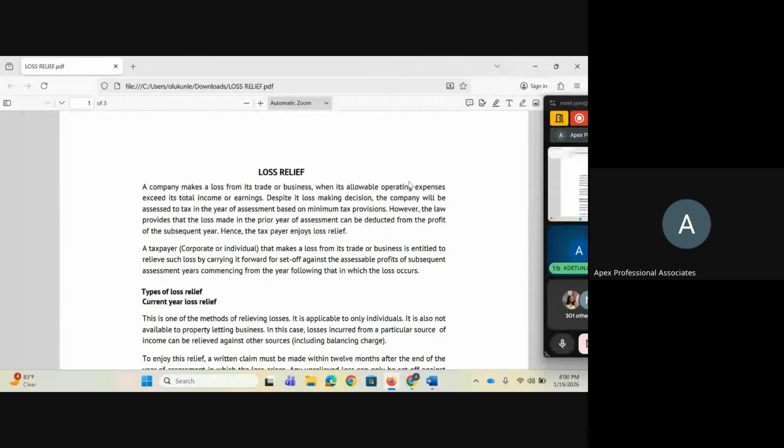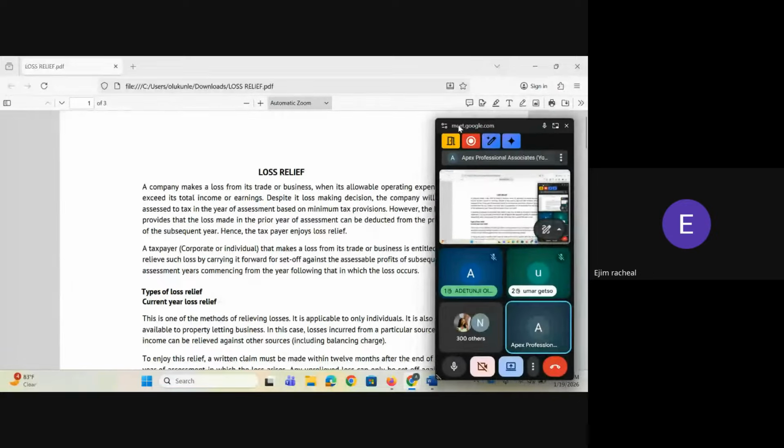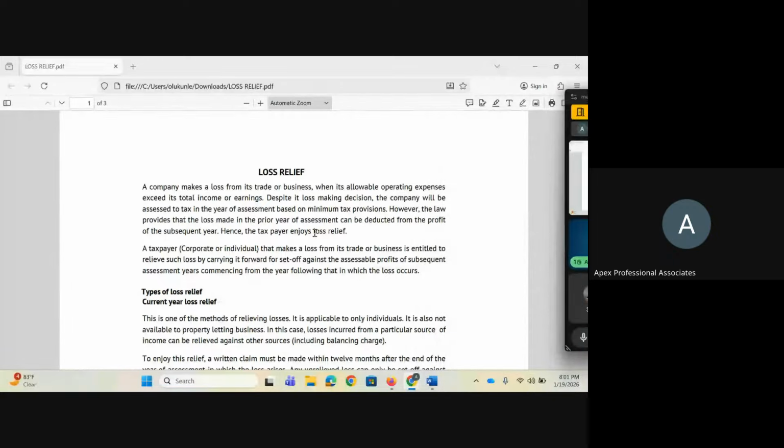So meaning that, say for instance, in 2024, please do what? Can you please read what you have there? Please zoom out. Okay.